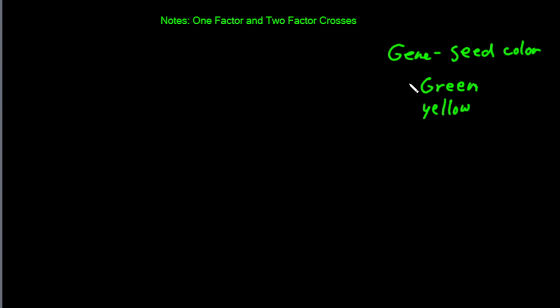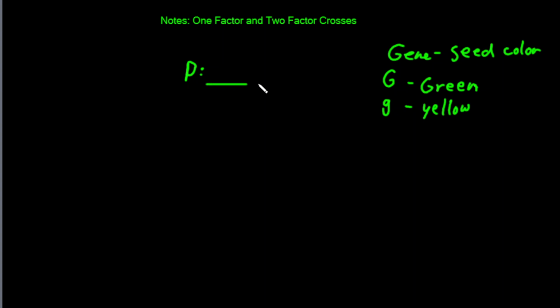Now we need to represent each of those with a letter, and the dominant gene needs to be represented with a capital letter. Since the green starts with a G, we'll represent it with a capital G. Now we need to use the same letter for the recessive gene so that we recognize they are the same trait. So even though yellow starts with a Y, we're going to represent yellow with a lowercase g. So capital G for the dominant trait green, lowercase g for the recessive trait yellow, and that is how we fill in the gene information.